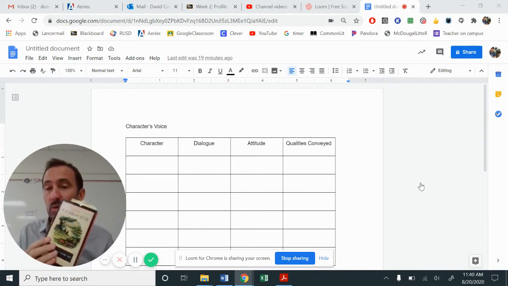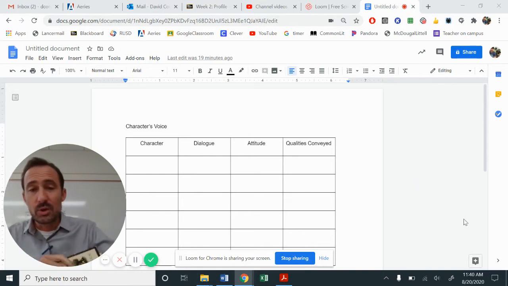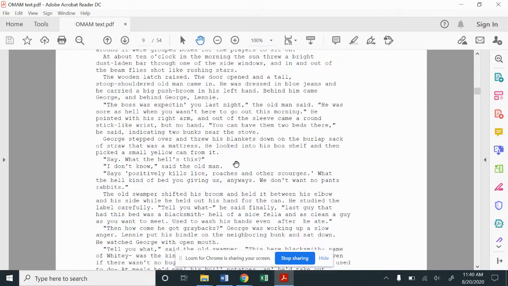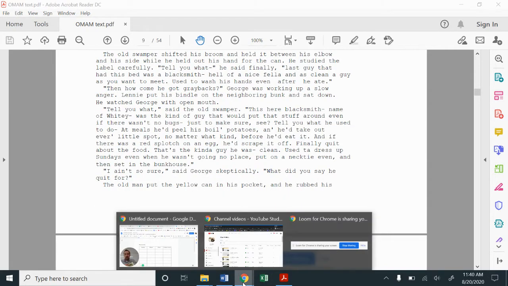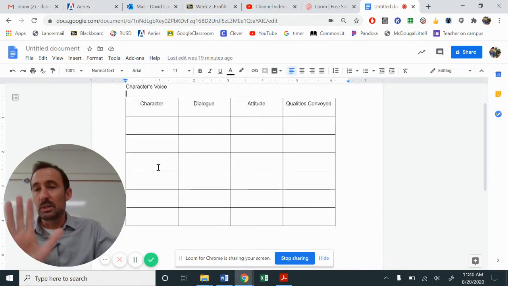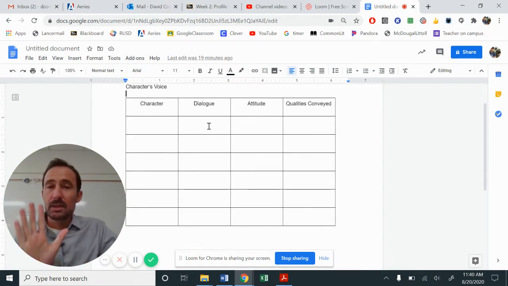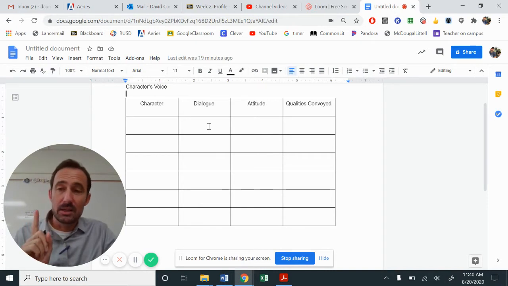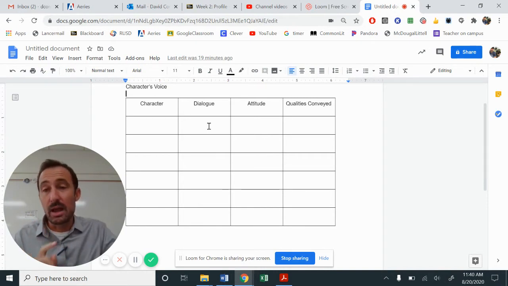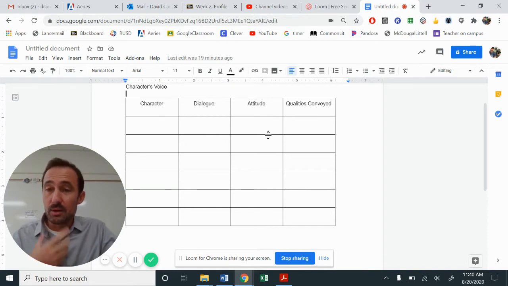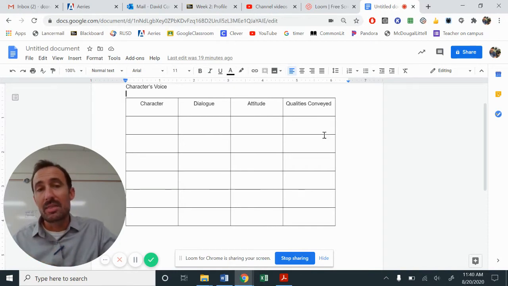So we've been working with Of Mice and Men. You guys have the PDF. I'm specifically going to be looking at chapter 2 today. The chart that you have in front of you is designed simply to identify our character's name, identify a piece of dialogue, and then use our inference skills and our analysis skills to figure out what is the attitude that they're projecting, and then what are the qualities that are being conveyed.